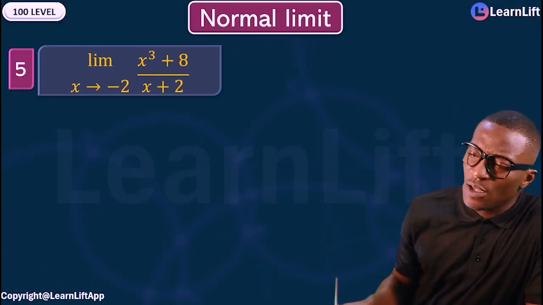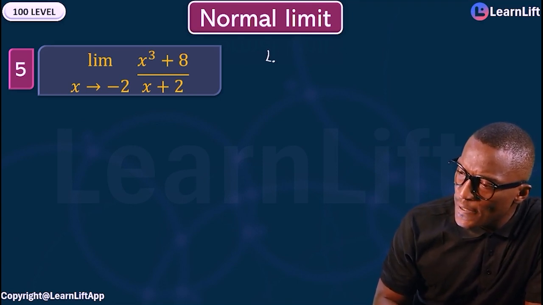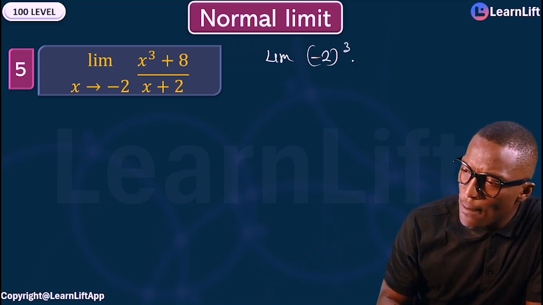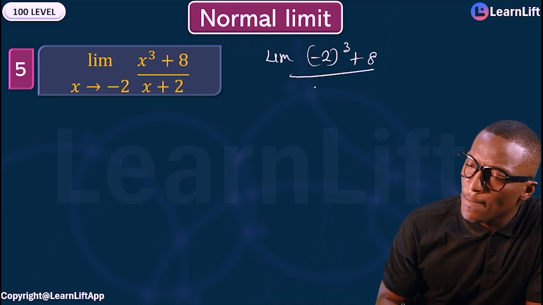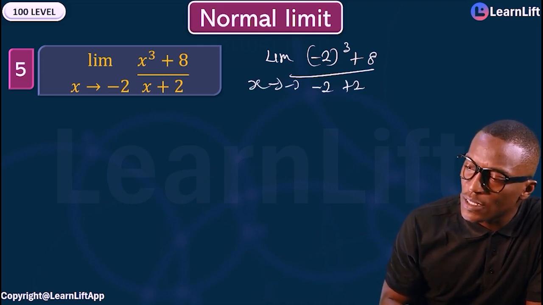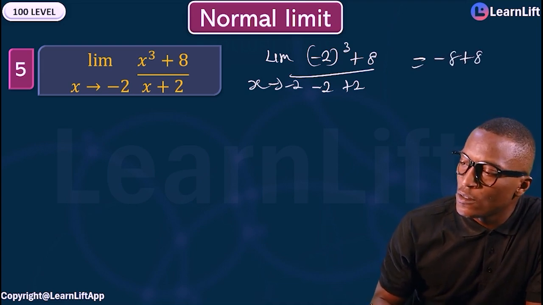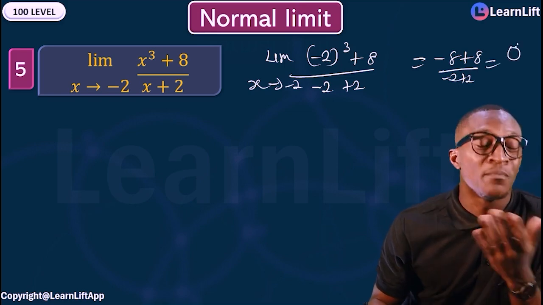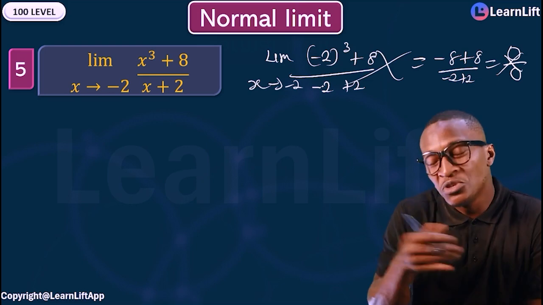The question says, now, let's plug in. This will give me the limit of (-2)^3 + 8 all over -2 + 2 as x approaches -2. And that will give me -8 + 8 all over -2 + 2, which will give me 0 over 0. Having 0 on top is not a problem, but having 0 at the base is a problem. So this is wrong.